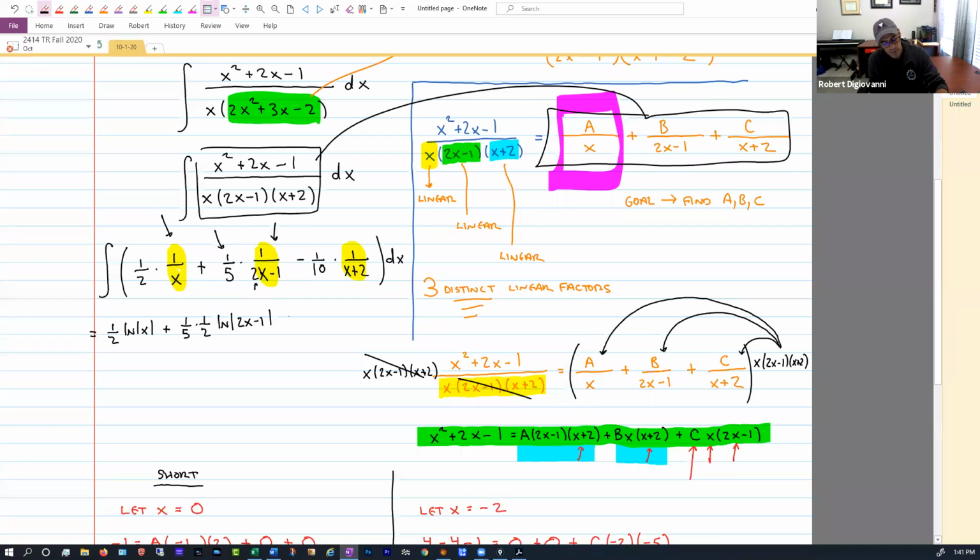Then the last one, minus 1/10. And then for this one, I don't have to scale because I have a 1 in front of x. So this is just going to be natural log of x plus 2, plus c. Life is good. I can put those two together, but I'll just leave it there. All right, there you go.